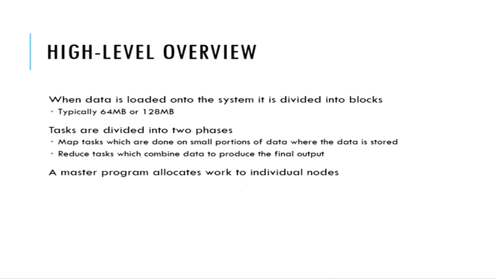A basic high-level overview of the whole ecosystem. Data is loaded into the system. It is divided into blocks, usually 64 megabyte blocks या 128 megabyte blocks होते हैं, ठीक है? तो डाटा की डिस्ट्रीब्यूशन छोटे-छोटे ब्लॉक्स में या चंक्स में होती है, and these are usually 64 or 128 MB.